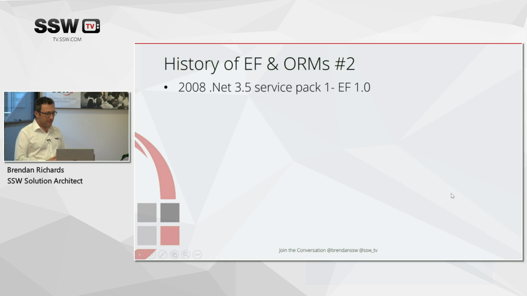Moving on through the history, 2008 with a Service Pack 1 for .NET 3.5. That's when the very first version of Entity Framework comes out. So now we've got a very serious contender to Hibernate in the .NET space. Moving forward through time, 2009 is when MVC came out. That was quite a big event for me because I work mostly in web applications.